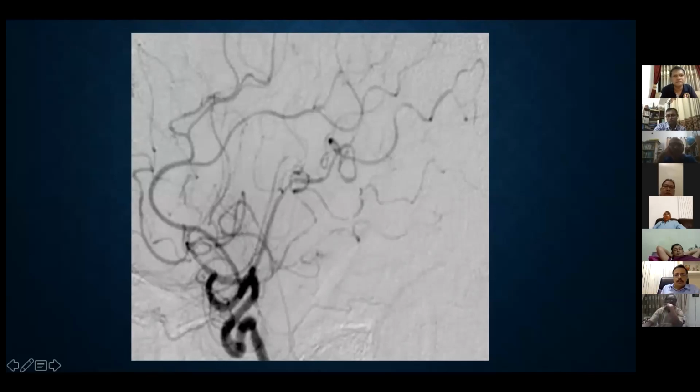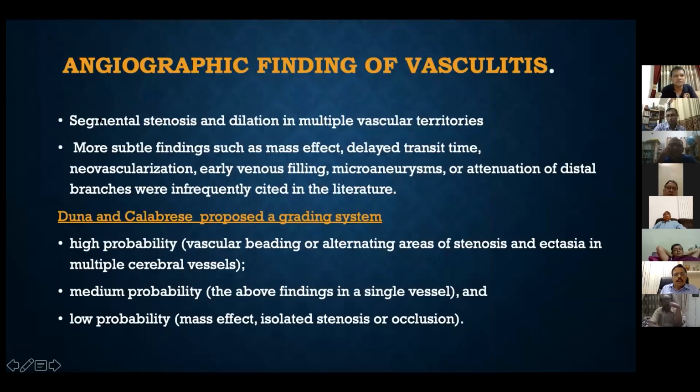So what are the classical findings of vasculitis? Angiographic findings, segmental stenosis and dilatation in multiple vascular territories is classical. There are many subtle signs as well, such as mass effect, delayed transit time, neovascularization. Sometimes there can be early venous filling, microaneurysms, attenuation of distal branches have been reported.